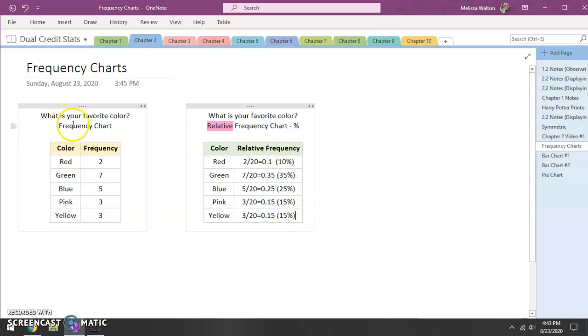So these are frequency charts. If it's a regular frequency chart, it's just the count. For relative, we have the percentages. All right, bar charts. Let's take a look.